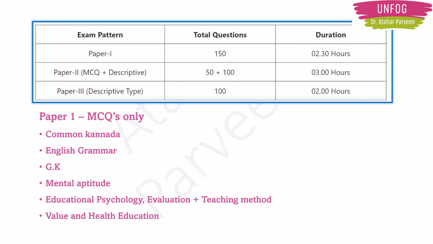Then in paper 1, we will have mental aptitude, educational psychology, evaluation with the teaching method, and value and health education. And also we will have computer literacy based questions. So all this will be included in paper 1. Total 150 questions will be there, 1 question for 1 mark each. And no negative marking at all. No need to worry. No negative marking in the Gpstr exam. So this was about paper 1.